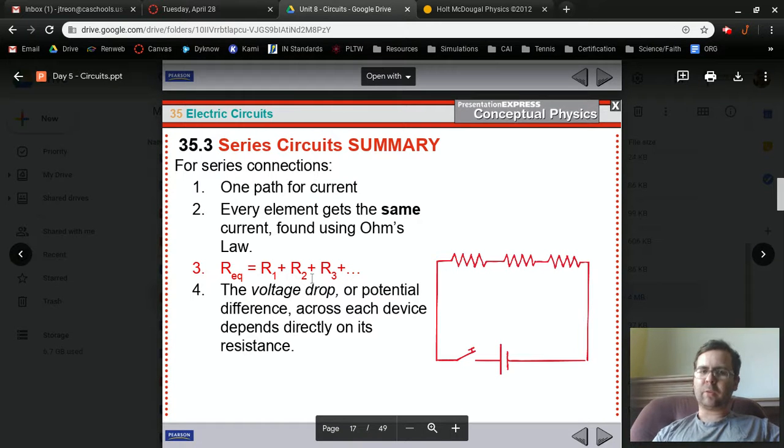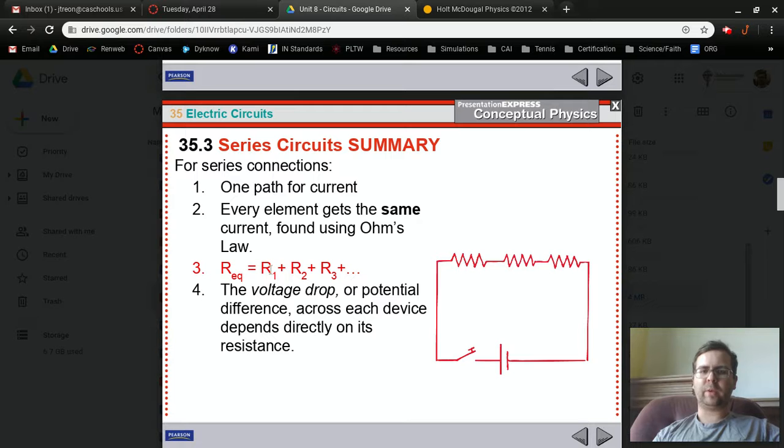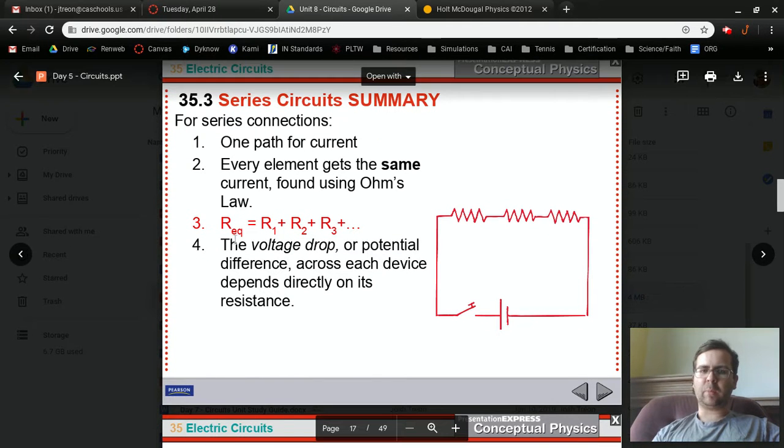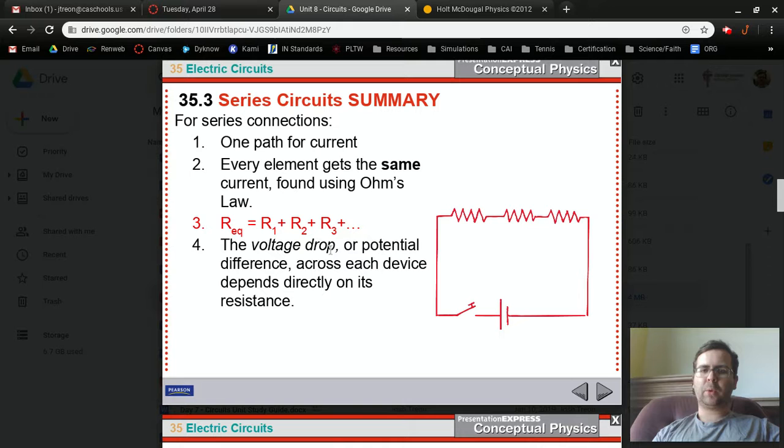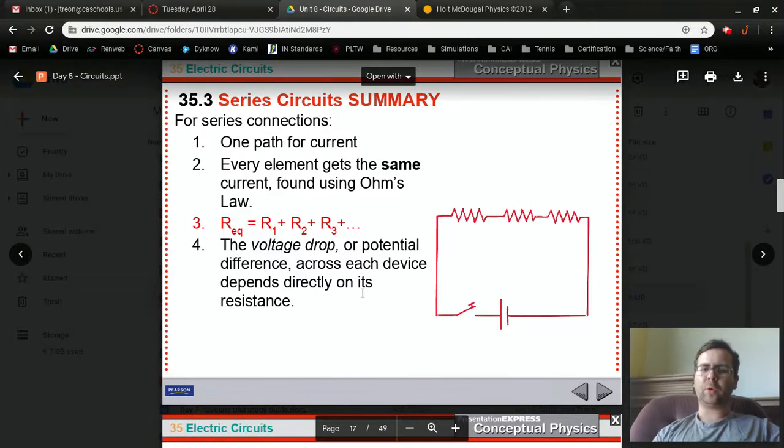All right, the third part of the summary here, the equivalent resistance is just simply adding up all the resistors together. And then number 4, the voltage drop or potential difference across each device depends directly on its resistance. And we're going to talk about that one more tomorrow.